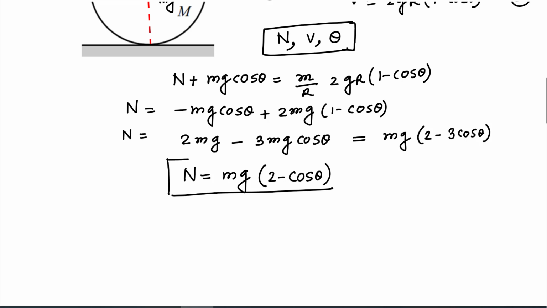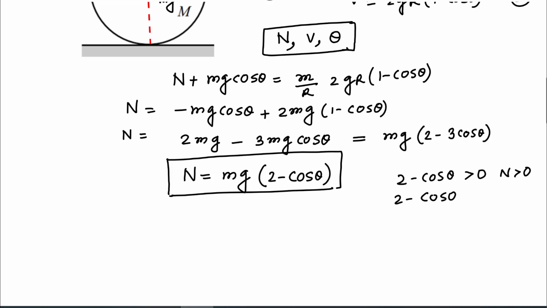Sometimes this normal reaction is positive, that is, if 2 minus 3 cos theta is greater than 0, the normal reaction is positive. But if it is less than 0, in that case the normal reaction is negative. So what is happening? Sometimes the bead is applying a force on the hoop that is trying to push the hoop, but in some cases the bead is trying to pull the hoop. So for these thetas, the normal reaction is positive.